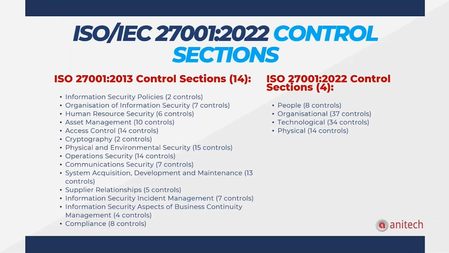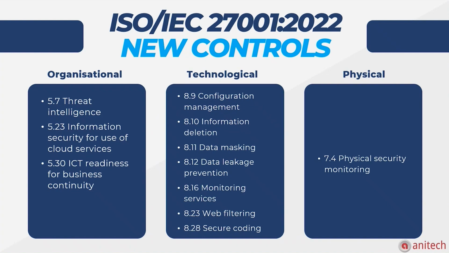Beautiful. And like we said, the control sections for the previous standard version were 14, while now they're only 4. So you can see people, organizational, technological, and physical. So basically just a simplified version. Moving on, the new controls under the organizational category are threat intelligence, information security for the use of cloud services, and readiness for business continuity. In technology, we have configuration management, information deletion, data masking, data leakage prevention, monitoring activities, web filtering, and secure coding, and under physical, we have physical security monitoring.